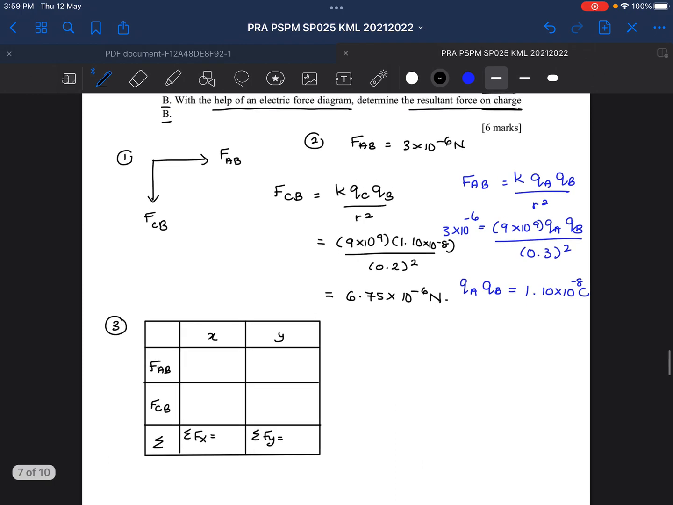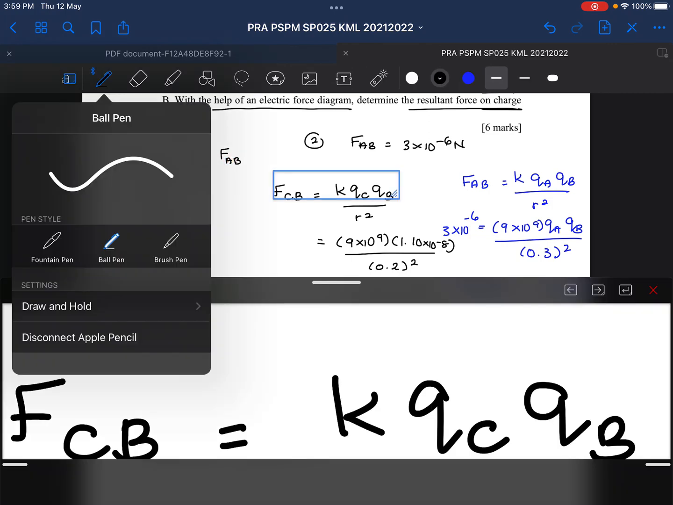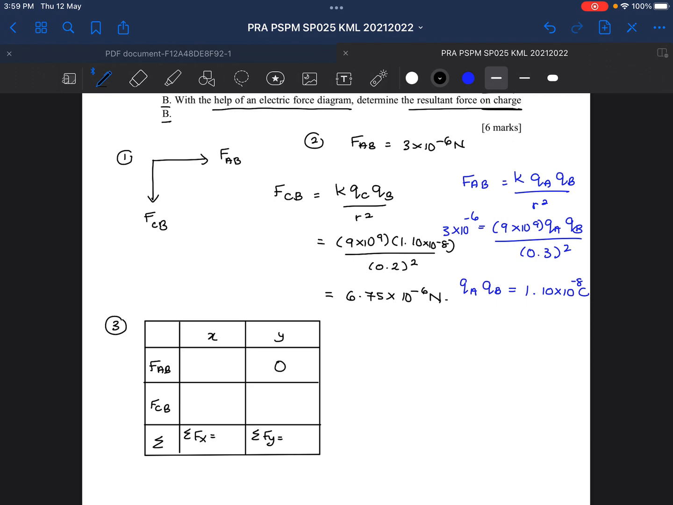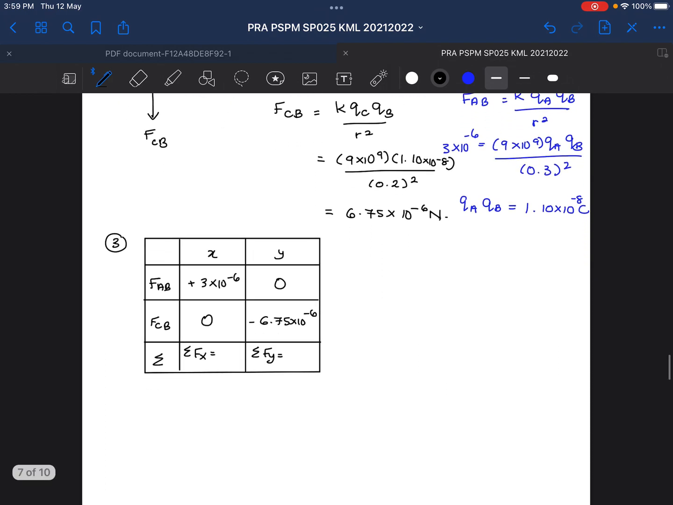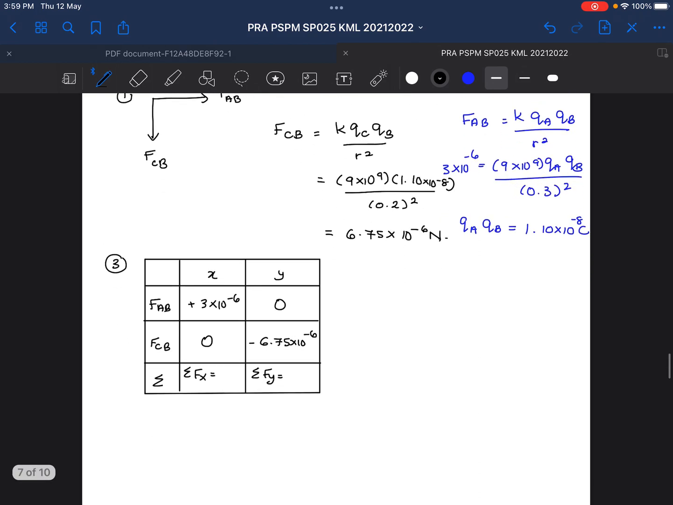Okay, so let's take a look. So you know that FAB adalah dekat X, positif X, so mesti positif ke kanan kan. So Y pula kosong. Oh, sorry. So this one will be 0 and FAB adalah positif 3 × 10^-6. And then FCB pula dekat Y komponen tapi ke bawah. So X dia kosong. Y dia akan jadi negative 6.75 times 10 to the power of negative 6 lah. Okay. So if we put it in the ni kan. So this one Fx kita akan jadi 3 × 10^-6 lah, tambahkan. Ni akan dapat negatif 6.75 × 10^-6.